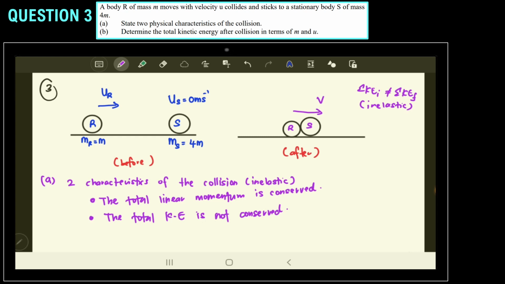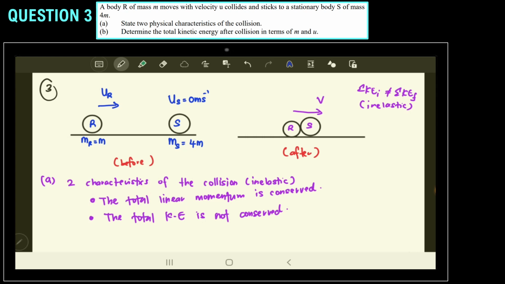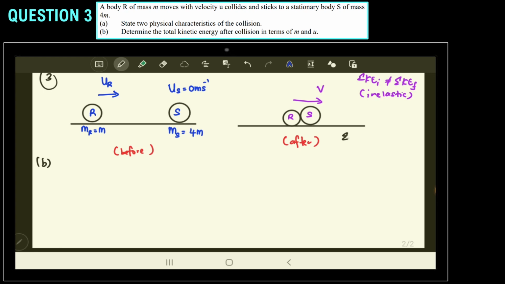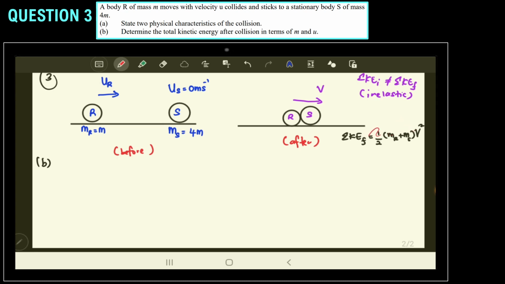Alright, okay, so B, determine the total kinetic energy after collision in terms of M and U. Alright, in terms of M and U, we want to find the kinetic energy. So let's start. So question B state that we want to find what is the total kinetic energy final, where it's equal to half mv squared, and the final mass is mass R plus mass S times V squared.